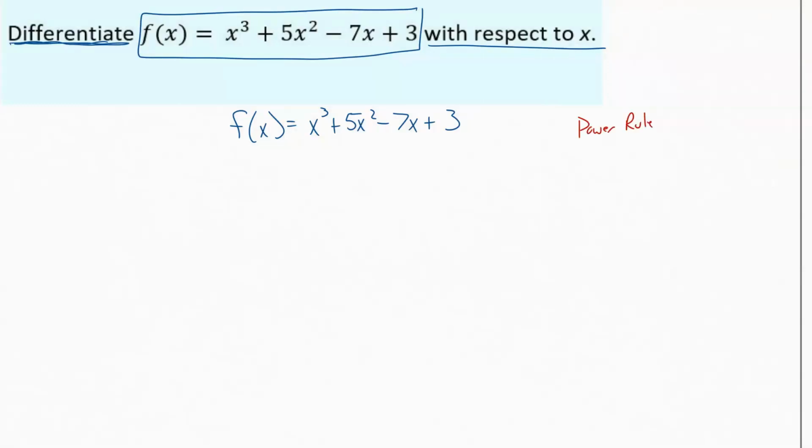So the power rule is the most standard rule. You'll use it on basically every problem. The power rule just says bring the power down and then subtract 1 from the power.